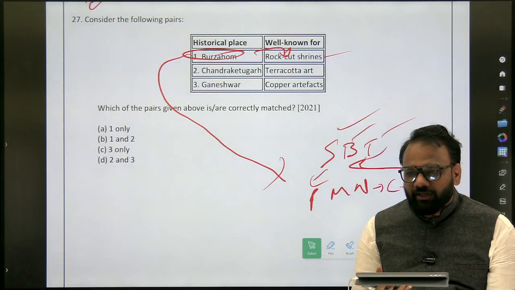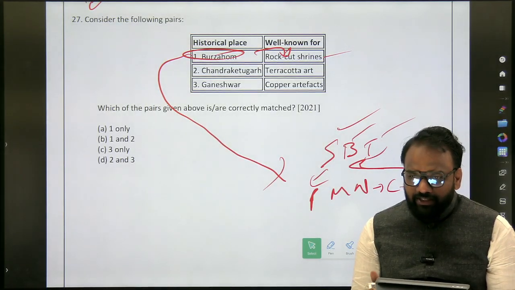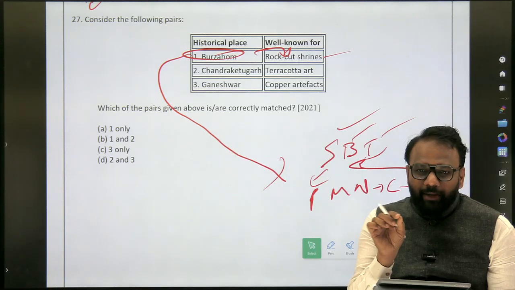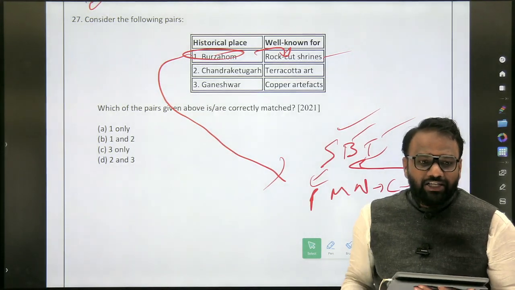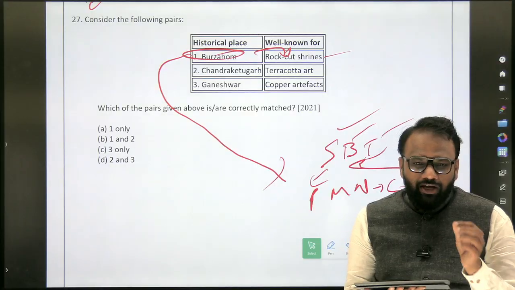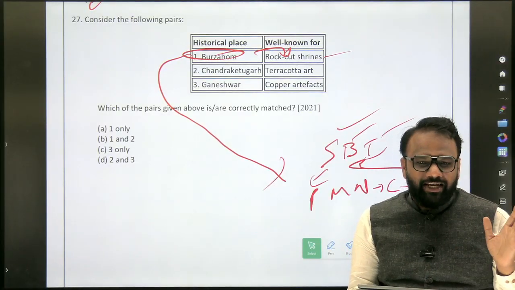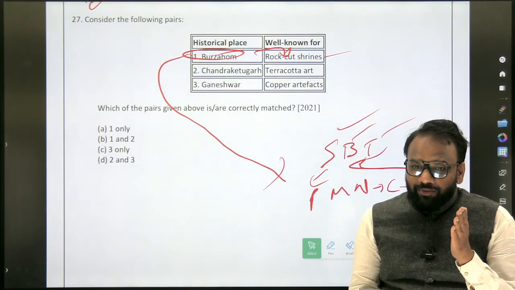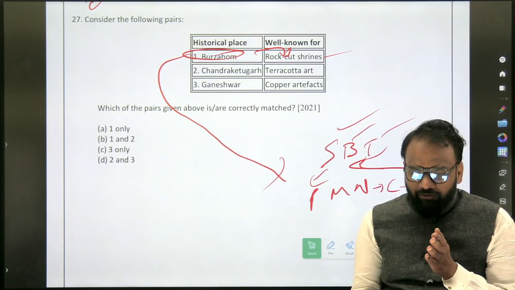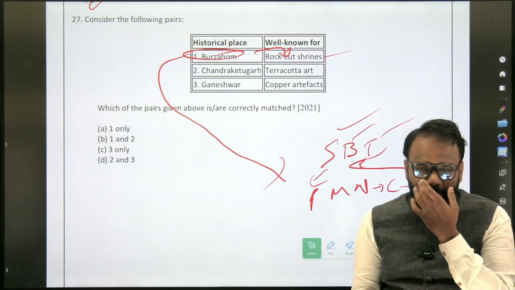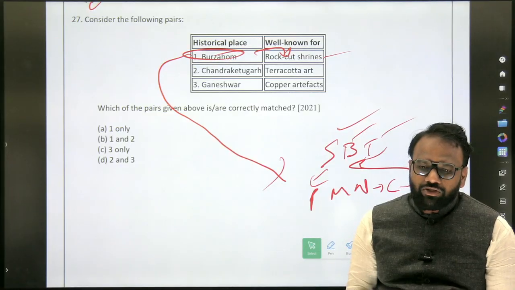Neolithic or Chalcolithic? Neolithic. It's a Neolithic site. Some sites are present in both places; they may be part of Chalcolithic as well as Neolithic. At least if you are able to identify that it's a prehistoric site, that would be sufficient, because from the historic period itself, the concept of rock cut shrines came into force. So just search for Neolithic site.